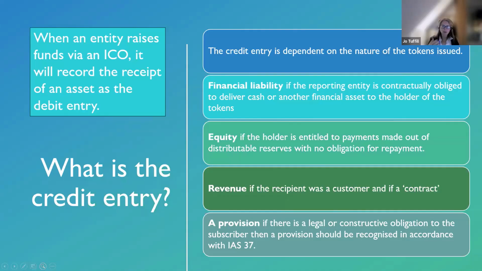If they're issuing them, it could be a financial liability, and that's if the reporting entity is contractually obliged to deliver cash or another financial asset to the holder of the tokens.